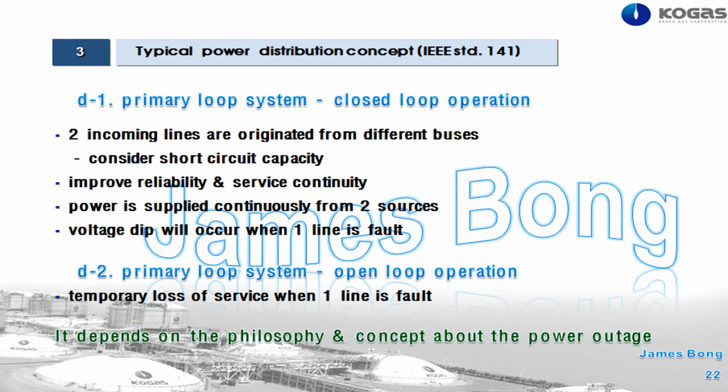Closed loop system improves reliability and service continuity. With the open loop system, there could be a temporary loss of service when one line faults, but we can recover it immediately. Whether to use open loop or closed loop depends entirely on the company's operating philosophy and concept of how to react when a power outage occurs, and whether a short breakout is no problem.